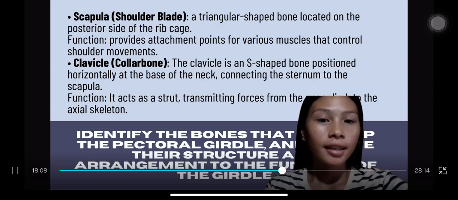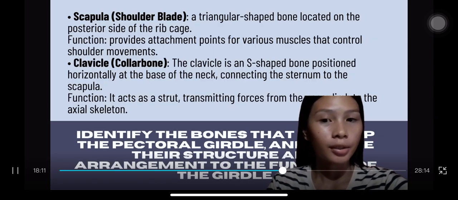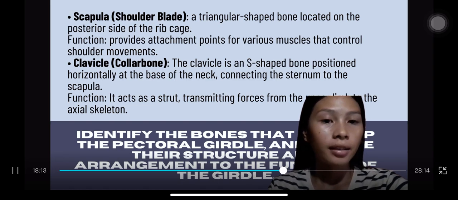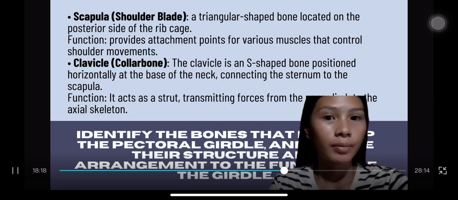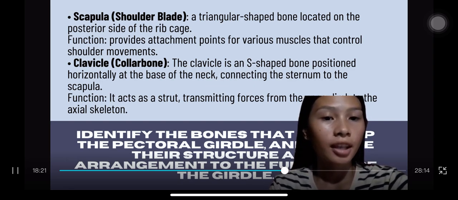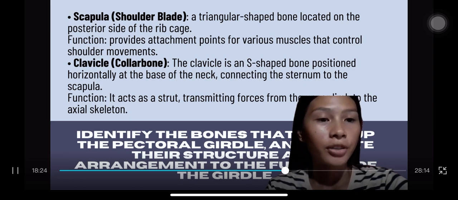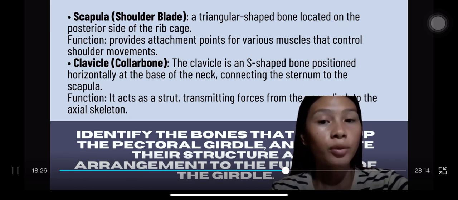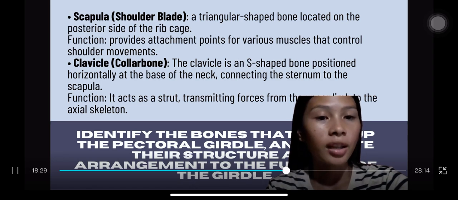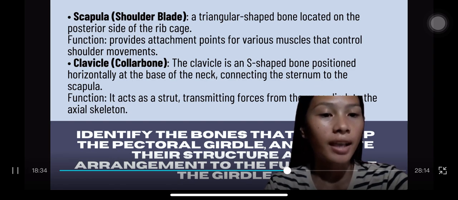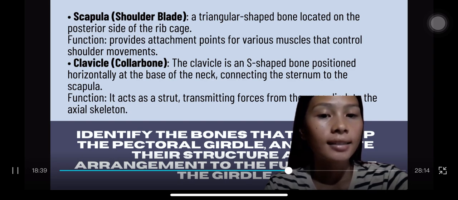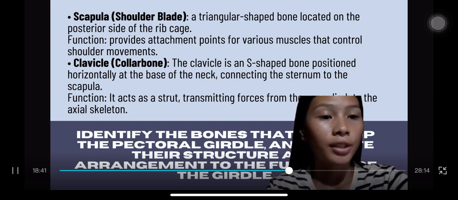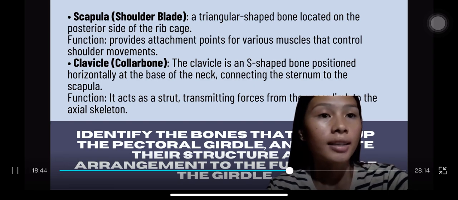Appendicular skeleton. Let's identify the bones that make up the pectoral girdle. Scapula, shoulder blade, a triangular-shaped bone located on the posterior side of the rib cage. Function: provides attachment points for various muscles that control shoulder movements. Clavicle, collarbone. The clavicle is an S-shaped bone positioned horizontally at the base of the neck, connecting the sternum to the scapula. Functions: it acts as a strut, transmitting force from the upper limb to the axial skeleton.